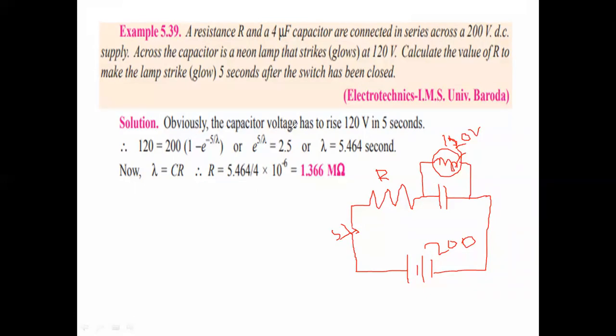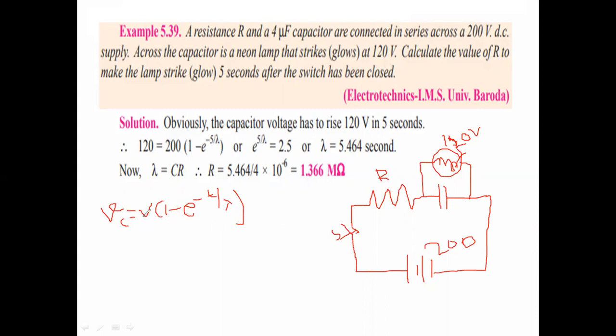Here the capacitor voltage has to rise to 120 volts within 5 seconds. So here there is an equation we have. Small v, the voltage drop across capacitor C, is Vc equals capital V into 1 minus e to the power of minus t by lambda. So the voltage across the capacitor is V into 1 minus e to the power of minus t by lambda.